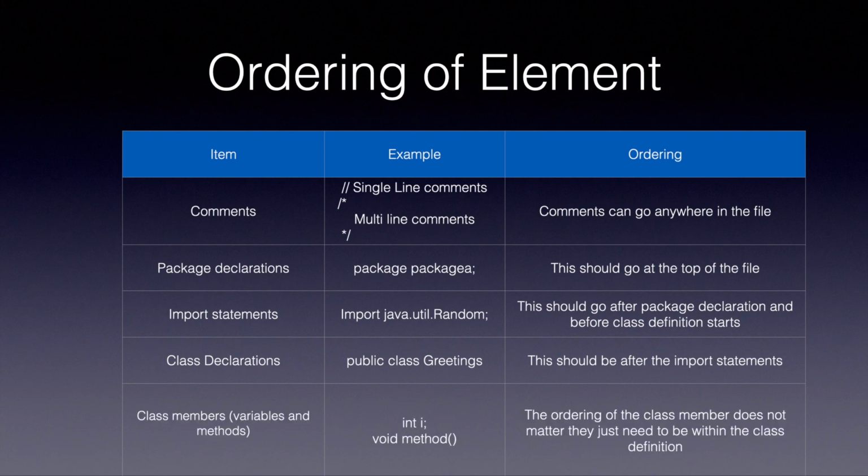Next are class members, which are the variables and the methods of the class. The ordering of the class members within itself doesn't matter. We can have class variables and methods in any order, as long as they are within the class. However, as a general practice, the variables are defined at the top and then we write the methods at the bottom. But that's not mandated by the Java compiler. It's just a practice that everyone follows.